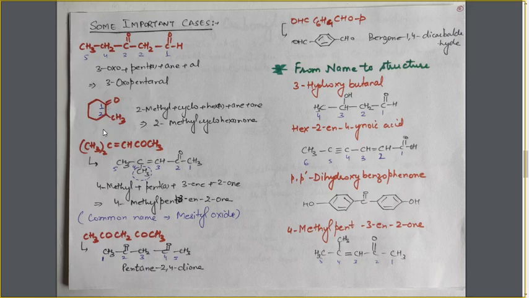So the name becomes: this methyl group as substituent at the 2 position, 2-methyl. Carbon chain is cyclic, cyclo, that is the 1 degree prefix. Then root word hex, and the carbon chain is saturated, so it will be an. For the ketonic group, the suffix will be -one. So the name becomes 2-methylcyclohexanone.